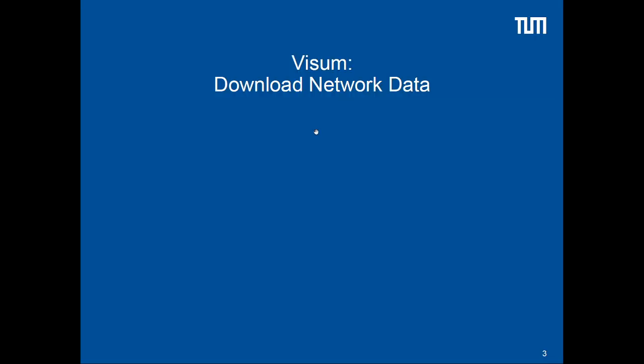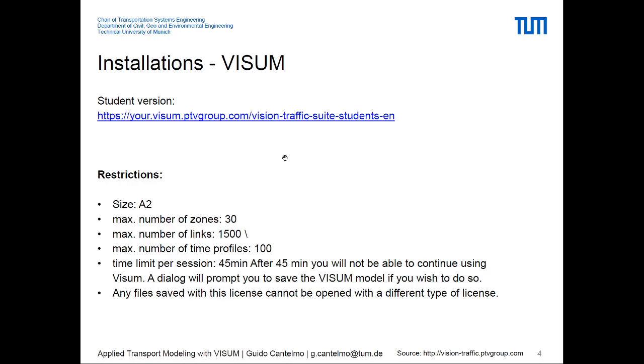Now, let's start with the course of today. The first part, as I said, is how to download the network data in Visum. First of all, once again, how to install Visum. This is something we discussed in the previous class. This is the link where you can get the student version, which comes with certain limitations in terms of the number of zones and the number of links that you can use.